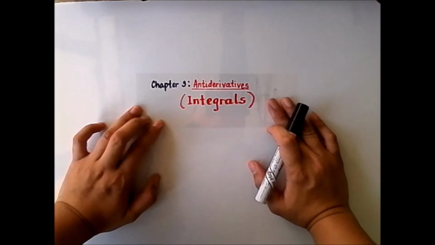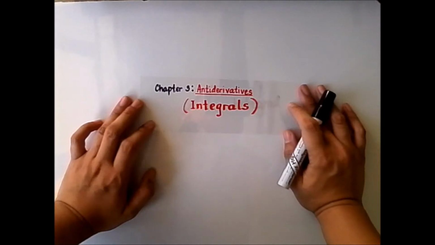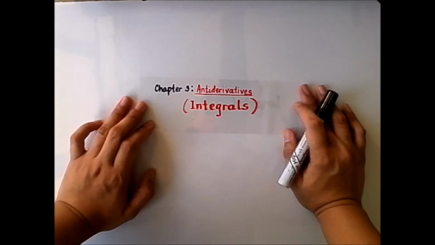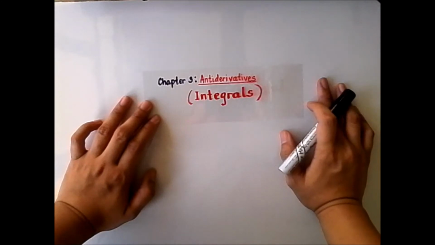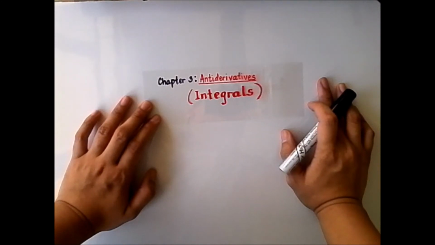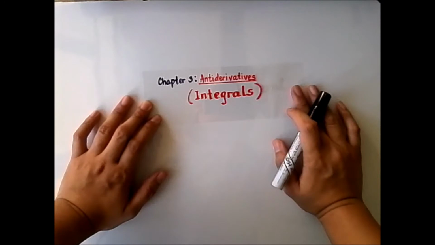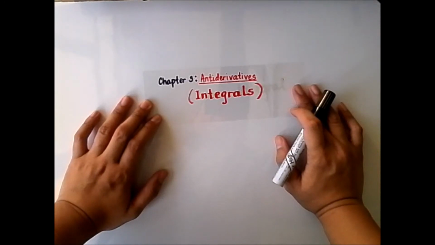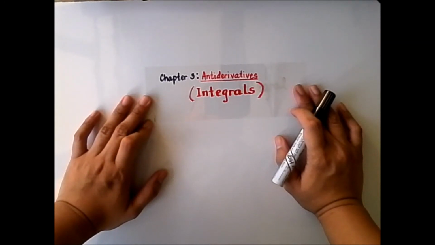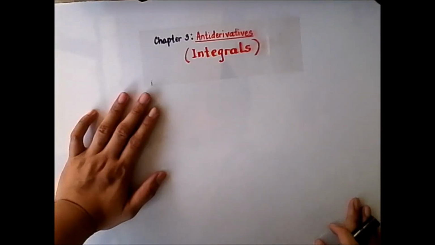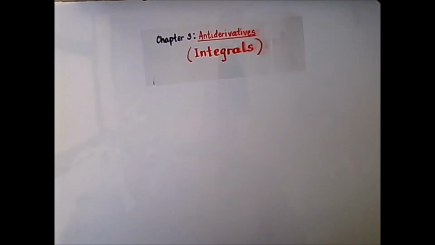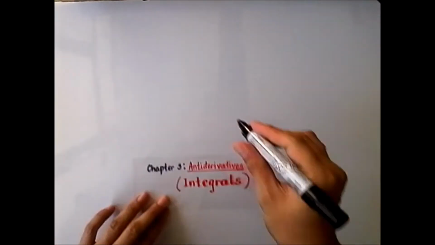So pag sinabing anti, ang English term niyan ay opposite of. So meaning to say, pag niliteral natin ang ibig sabihin ng antiderivatives, opposite of derivatives. So pag sinabing opposite of derivatives, ano bang ibig sabihin niyan? Okay, so let's have an illustration.